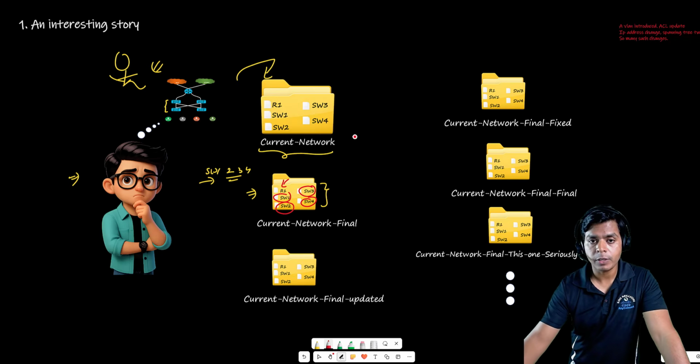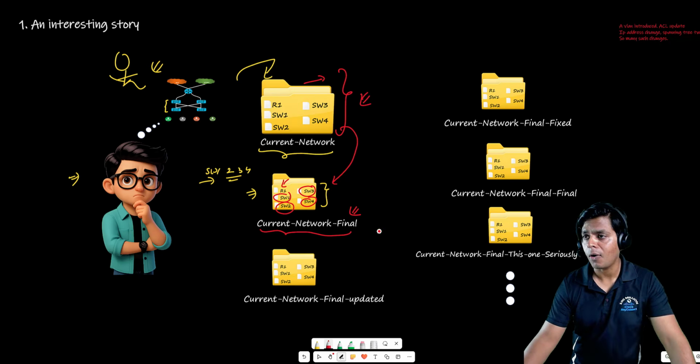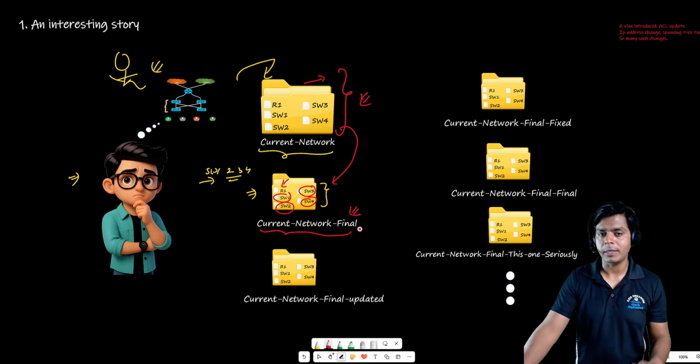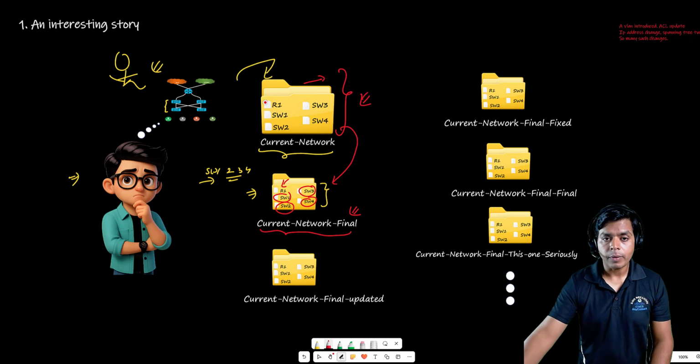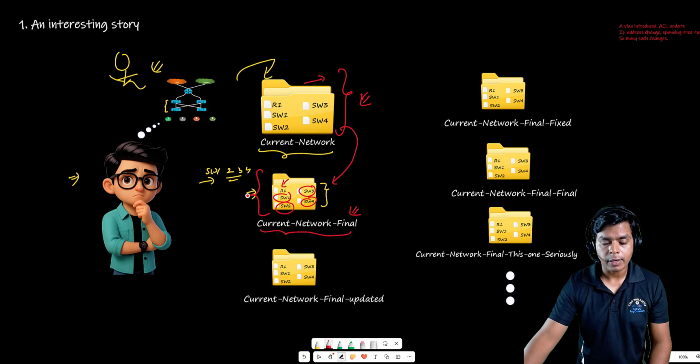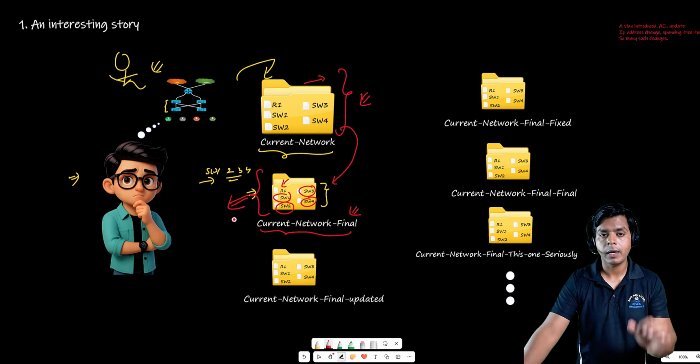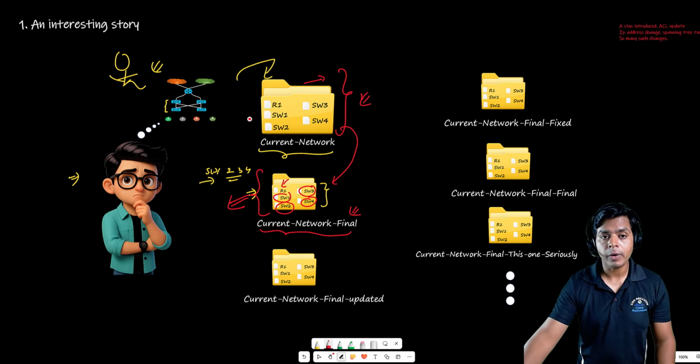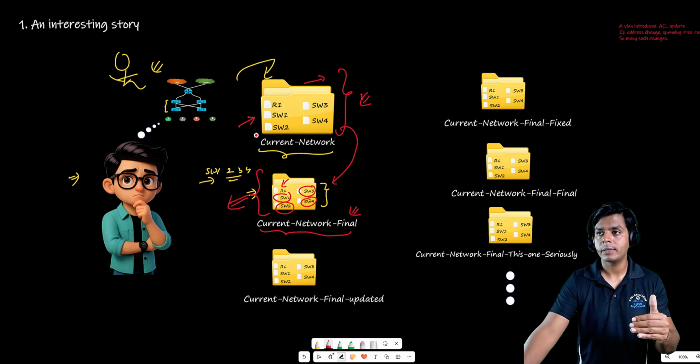So Rahul is creating another backup, so that these are his initial files and these are the changed files, and the new folder name is current network final. We all do such namings. Now this folder is representing the current state of the network, because the previous folder doesn't have the latest VLAN in it. As simple as that.